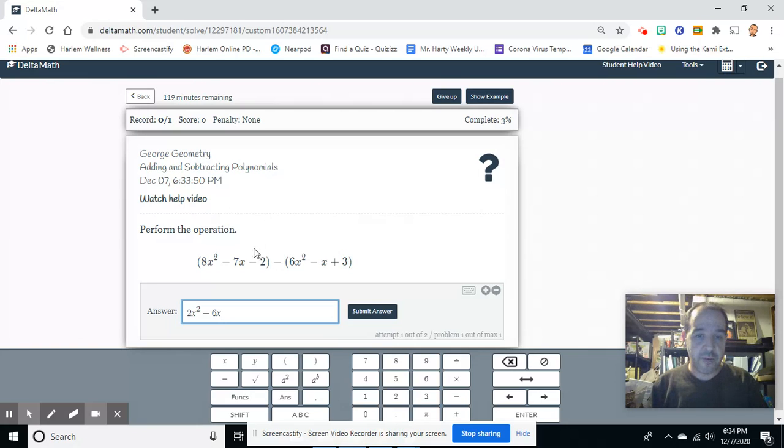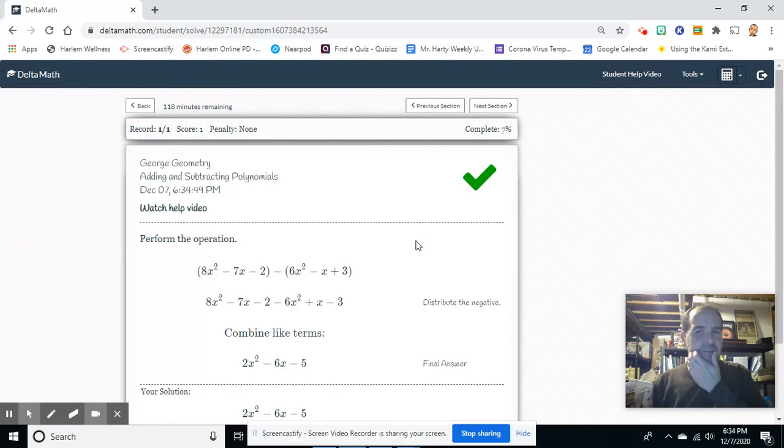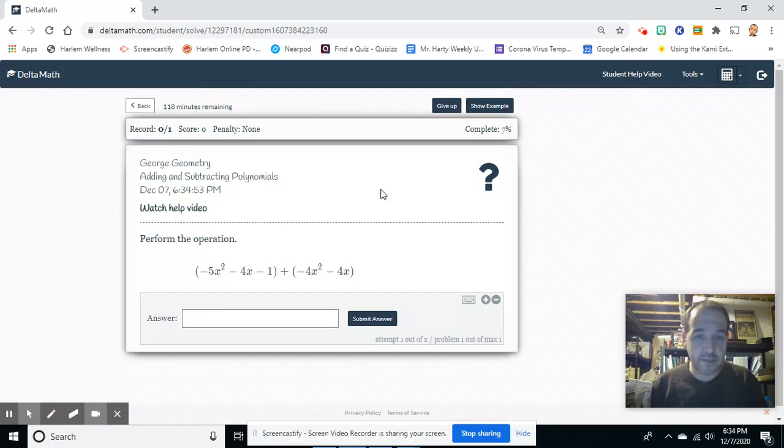So I have negative 3. So negative 2 minus 3 is negative 5. Submit. Other nice thing is if you're feeling comfortable in some sections, you can skip around here. I mean, that's not a big deal either.